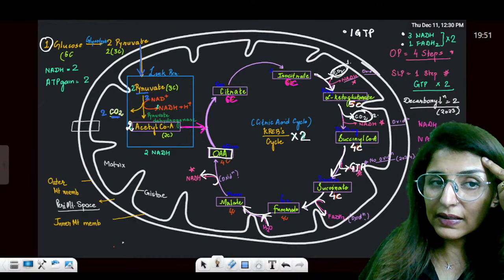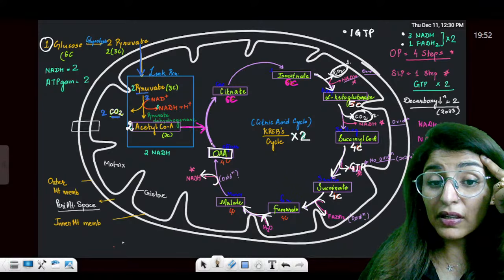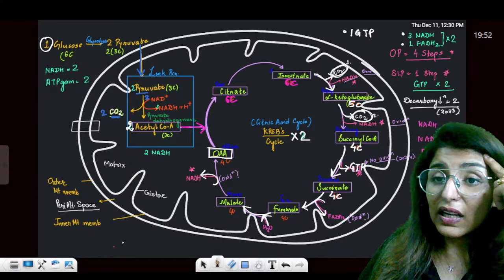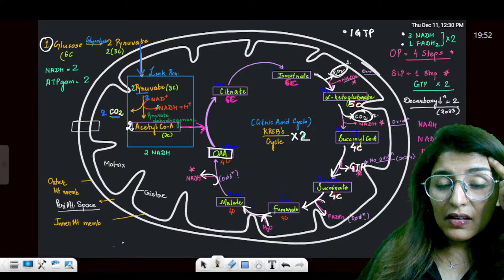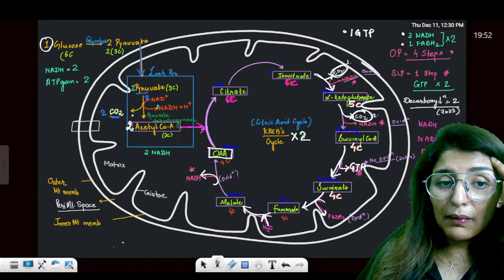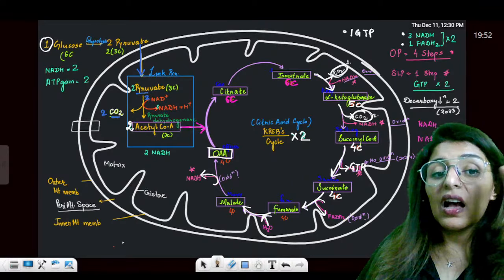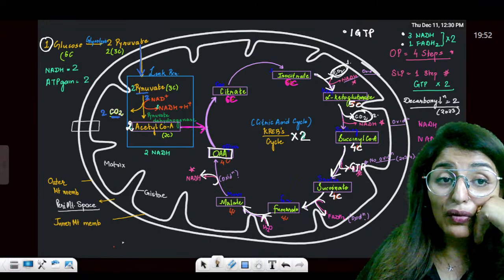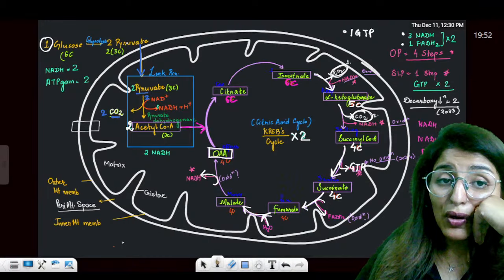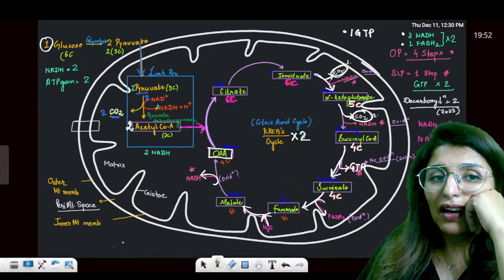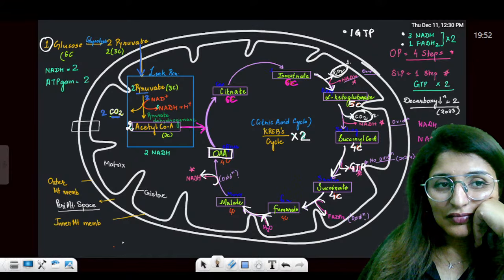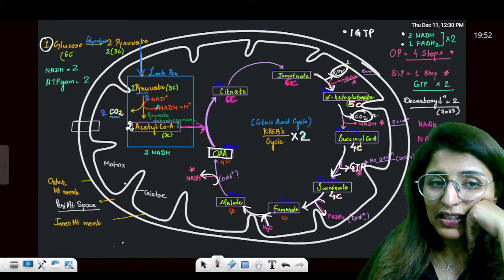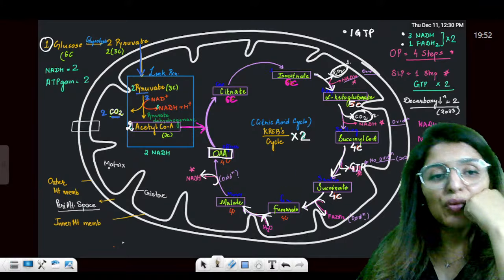Are these points clear? And now see how many CO2 have been released during the Krebs cycle? 2. And 1 was released during the link reaction. So overall, link reaction plus Krebs cycle, how many CO2 have been released? 3 CO2. Sorry, this is for 1 pyruvate. How many pyruvate do we have? 2. So for 1 pyruvate, if 3 CO2 are released, for 2 pyruvate, 6 CO2 will be released.